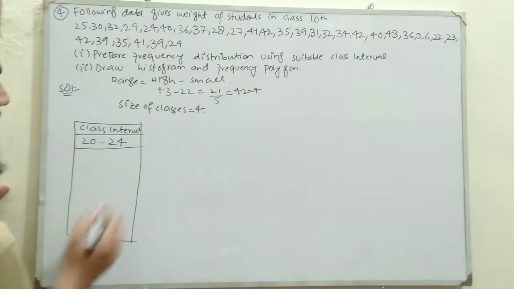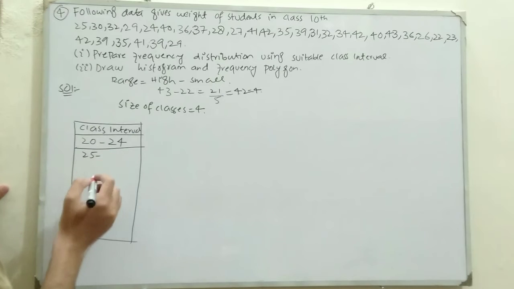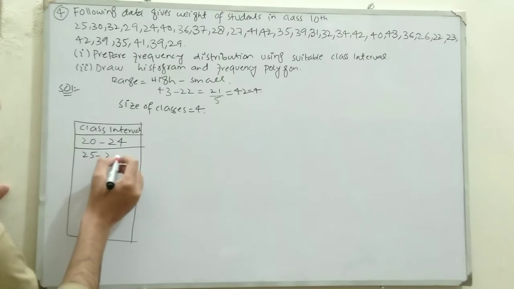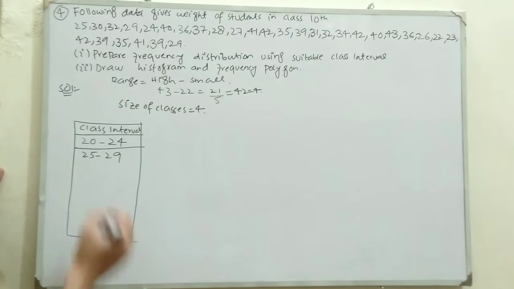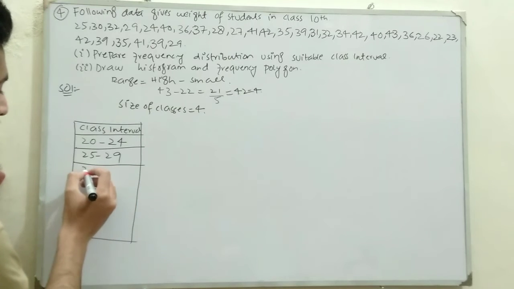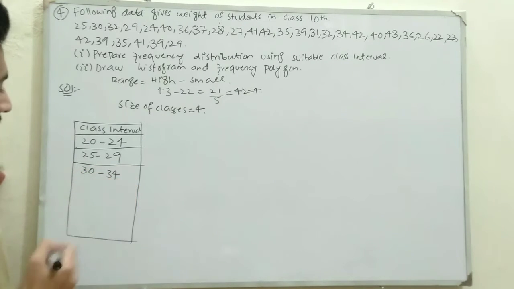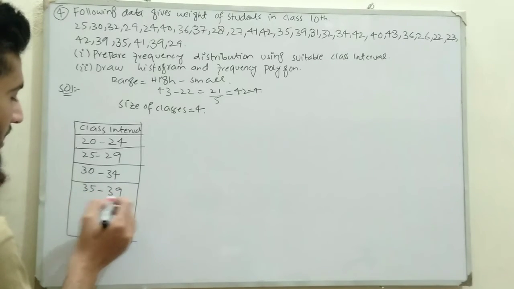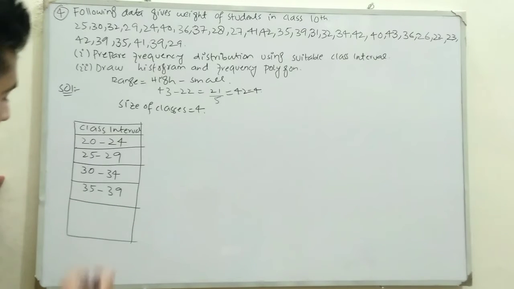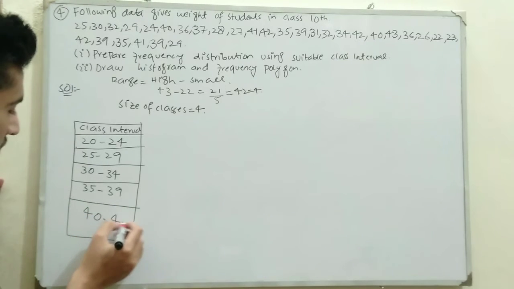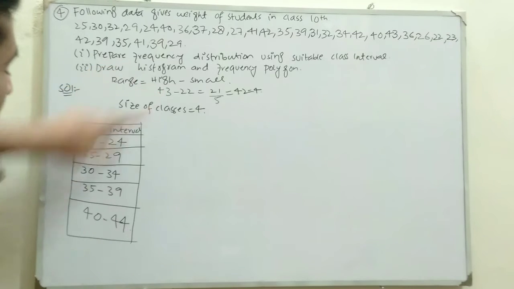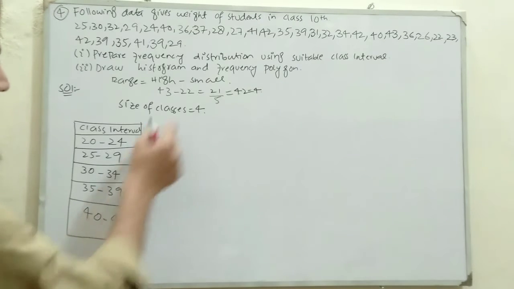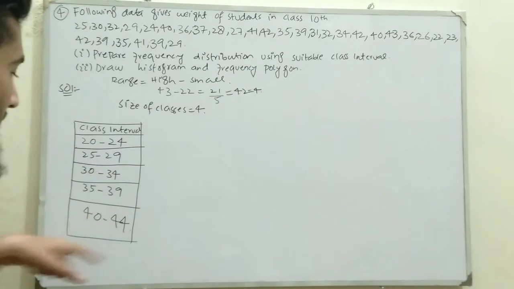Another class interval will start from 25, and the upper limit will be 29, because 29 minus 25 gives us 4. After this, the third will be 30 to 34, because the difference is 4. After this, 35 to 39, because the difference is 4, and at last I take 40 to 44. The highest number is 43, so I go to 44, not greater than 44, because 43 is included in this class interval and 22 is included in this class interval. This is our class interval.